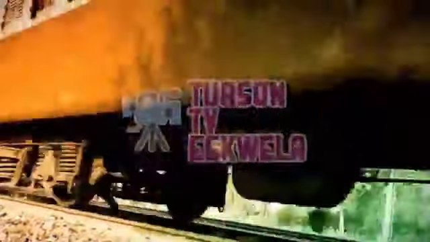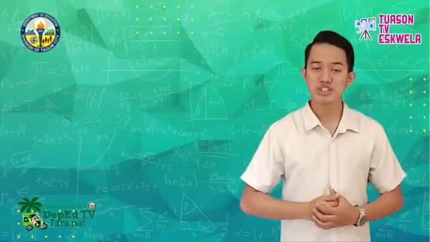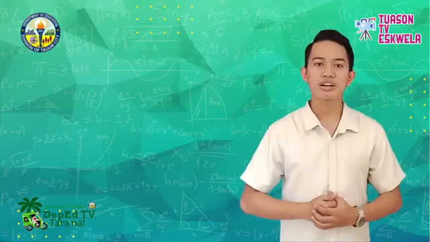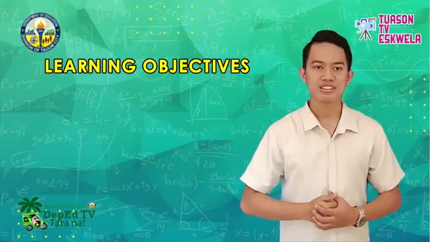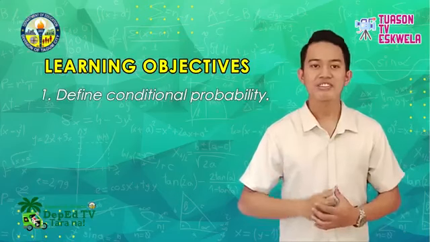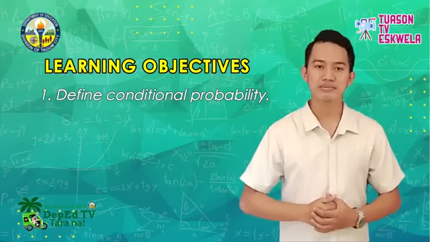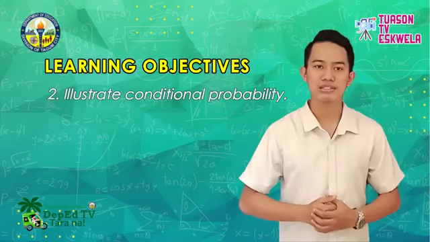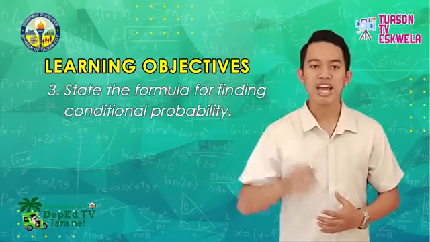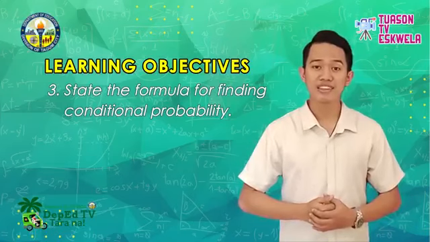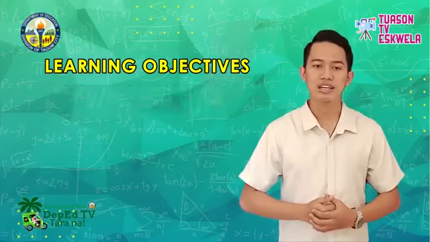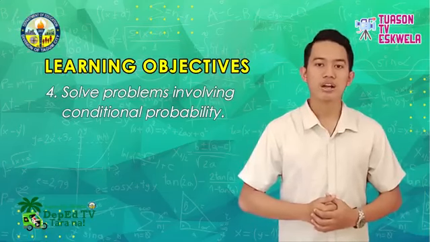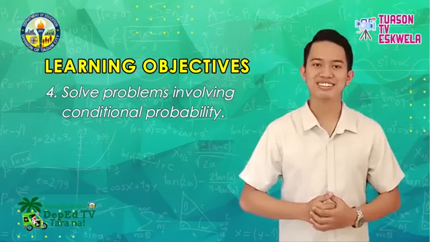In this session, you will learn about conditional probability. Let us learn starting with our learning objectives. Number 1. Define conditional probability. Next is to illustrate conditional probability. Number 3. State the formula for finding conditional probability. And number 4. Solve problems involving conditional probability.